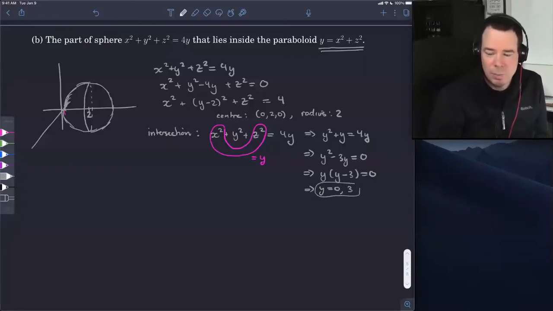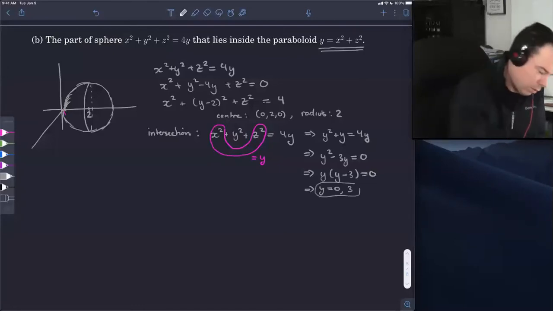One intersection happens when y equals 0. That's basically going to be the origin. They both pass through the origin. The other intersection is when y is equal to 3. So that's out here. So there's our y equals 3. And so that means we're going to get this intersection happening at these points here.